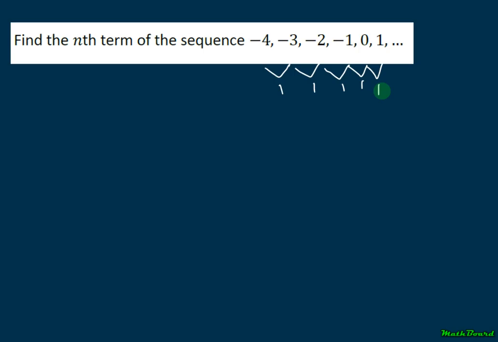It's very obvious that the nth term of this sequence is just n minus 5, because when n is 1, 1 minus 5, the first term is -4. When n is 2, the second term would be 2 minus 5, that's -3. But if we use the formula for an arithmetic sequence, we can verify that it is really n minus 5.